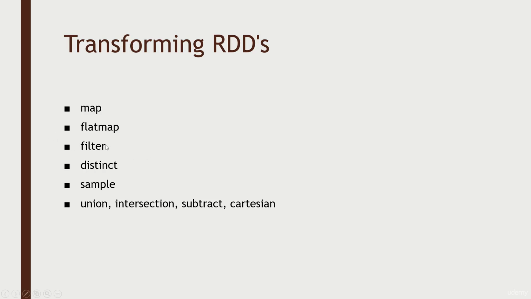Filter can be used to take stuff out of an RDD, so you can provide that with some function that determines whether or not a row in your RDD survives in the resulting RDD. Distinct does what it sounds like, just gives you back the distinct, unique values in an RDD. You can also sample them randomly, and you can combine RDDs together using operators like union or intersection or subtract or Cartesian product. So a lot of stuff very similar to what you were doing in Pig, but Spark again is a little bit more powerful.